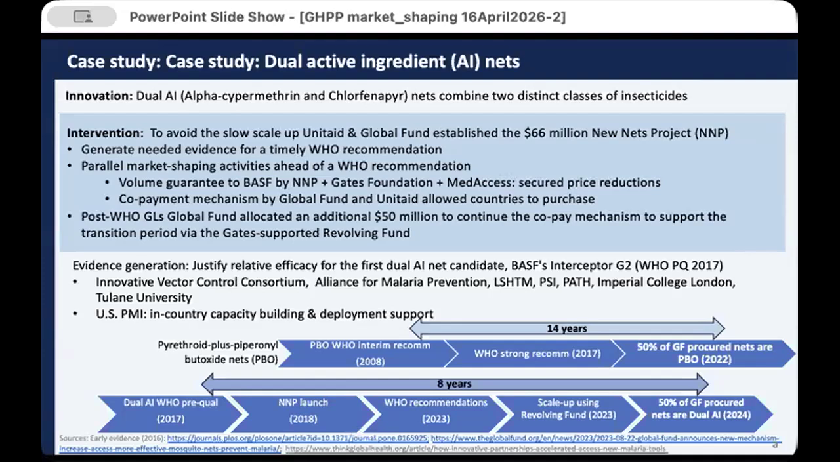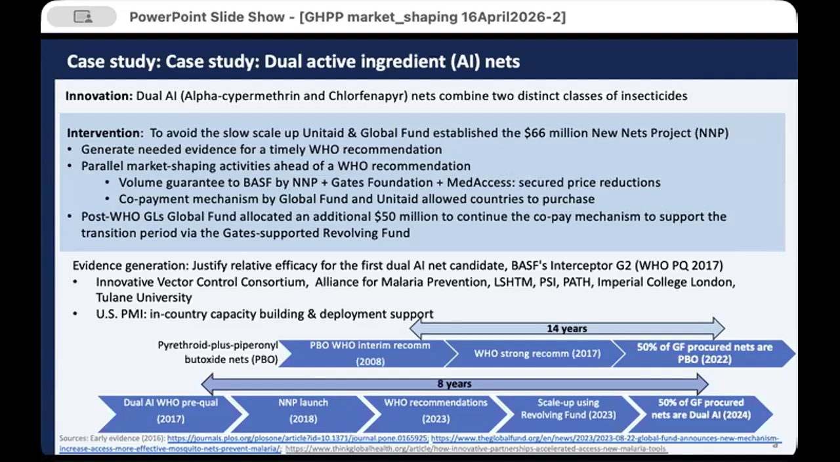By 2022, more than 37 million nets had been deployed across 14 countries. That is before even the WHO recommendation was issued. This was definitely a calculated risk, but it paid off. Trials showed that Interceptor G2 reduced malaria cases by an estimated 45% relative to other nets. Modeling by Imperial College London estimated that 13 million malaria cases and about 24,000 deaths could be averted by the nets deployed between 2019 and 2022.